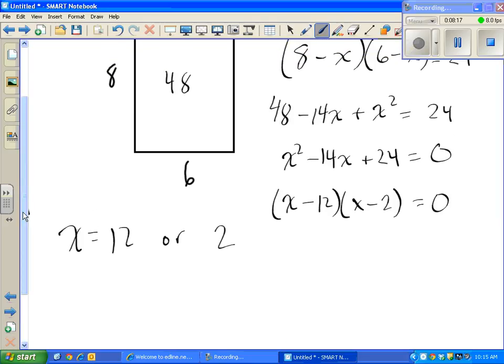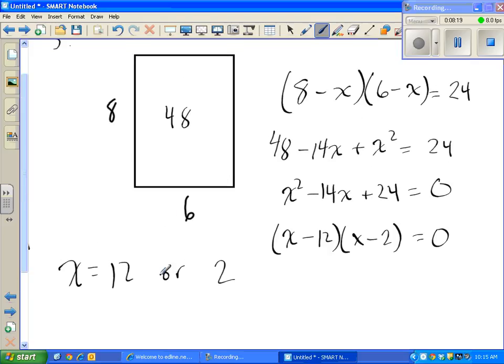Now, both of these answers are positive, so it is possible to take one of these numbers away from each of my dimensions. Notice, 8 is the original. I'm going to subtract some amount. I'm not going to subtract 12 from 8, because then I would not be left with any length. So this I'm going to rule out. And by ruling that out, I'm only left with one possible answer. And you can see when you subtract 2 from 8, you get 6. When you subtract 2 from 6, you get 4.